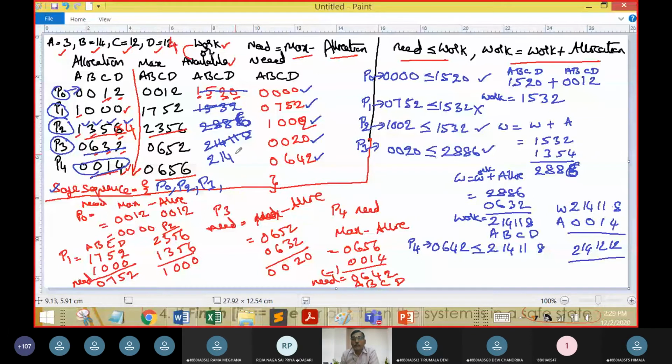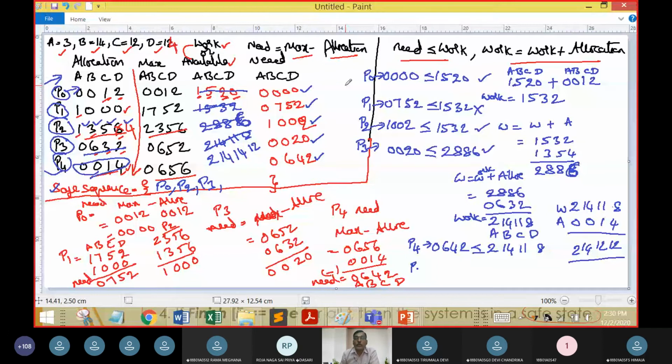Okay, fine. Now there is no P5. So after P4 is completed, it is going to move back to the first condition and verify whether P0 is done. Yes, P0 is done. Then it verifies whether P1 is done or not. P1 is not done, right? P1 is not done. So what is it going to do?